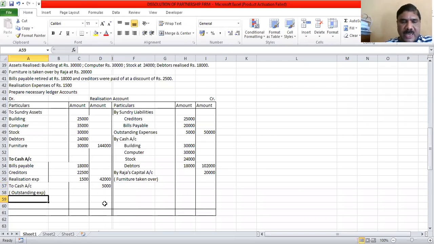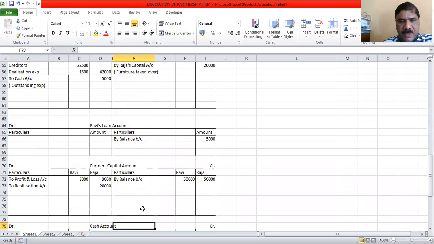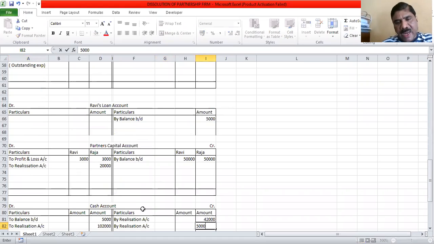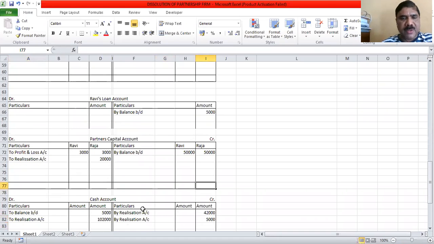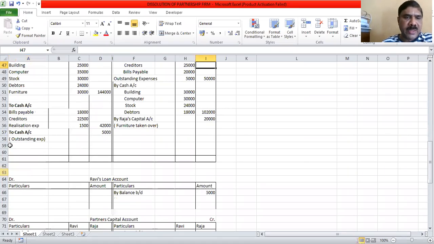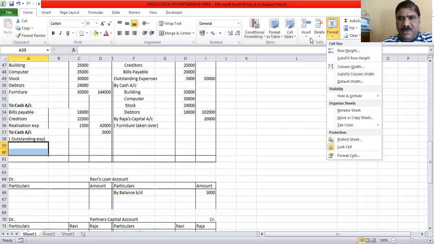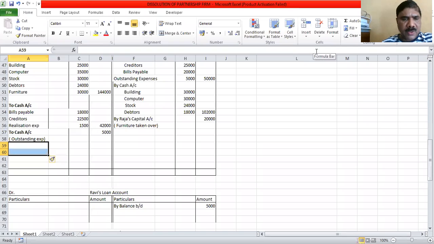So that will go to the cash account, which side? Credit side. Again by realization account, amount is 5,000. That we can mention, or you can add it to the above, 42,000 plus 5,000 also. Alternatively, that is also allowed. There is no problem. Totally the amount is 47,000 in the outer column. Are you clear with this?